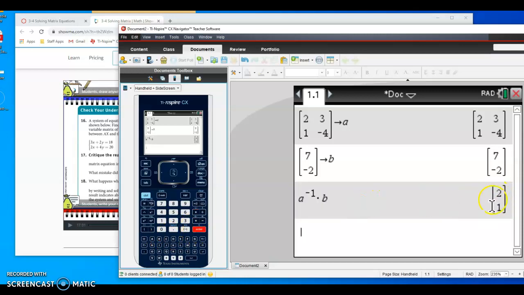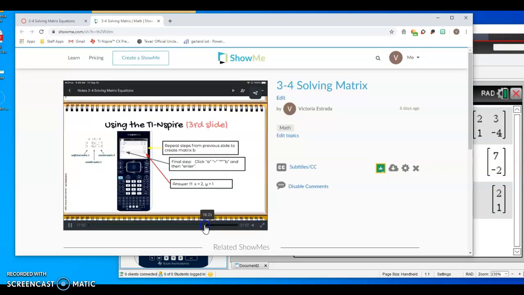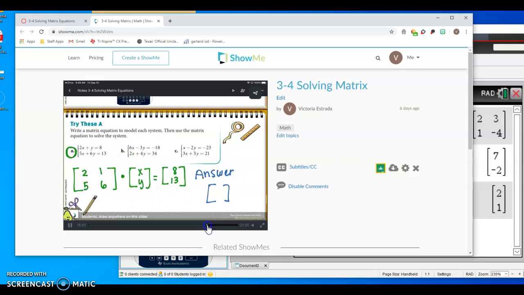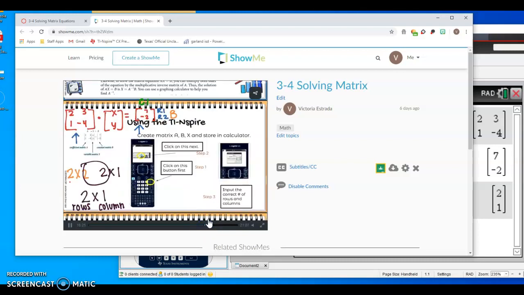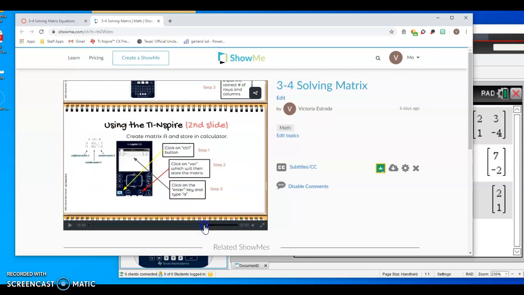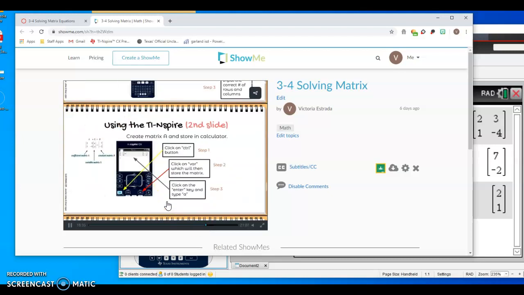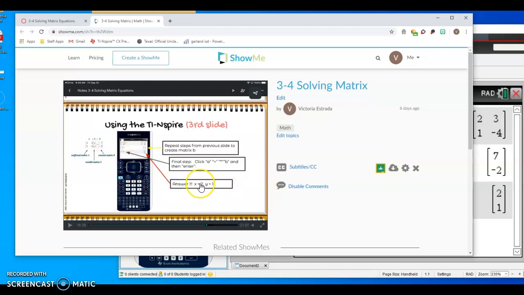Okay, so our final answer should be 2, 1, with x equaling 2, y equaling 1. And we could go back and see if that was our answer. In the document or in that video, it does talk about it right there. Let me see. If we go back just a tad bit, let me see if I can catch it. So you can see that your answer is 2, 1, which is x equals 2, y equals 1.